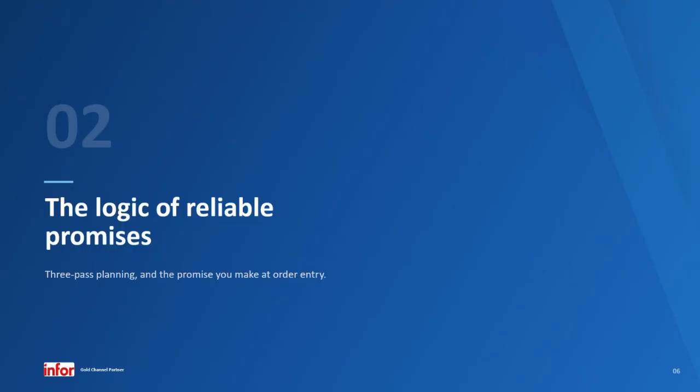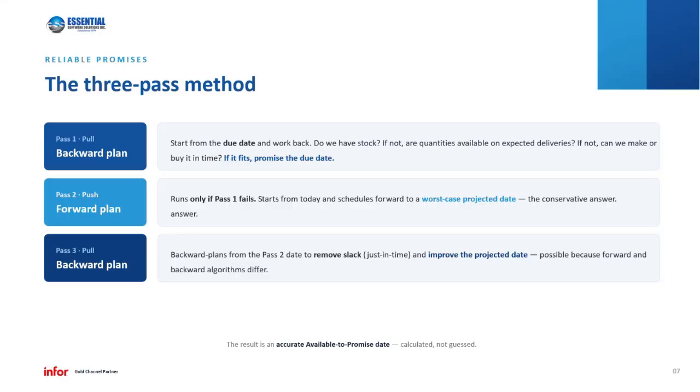Second topic from the agenda is the logic of reliable promises. So this is that core mechanism, how APS actually arrives at a date that it can stand behind. This is what we call the 3-pass planning method. The 3-pass planning method involves a first pass, which is a backwards pull plan from the due date. So the question that's asked during this planning stage is, do we have stock? Can we get deliveries? Can we make or buy the inventory in time? If all of those questions are answered as true, then the pass stops there. The planning run stops there, and it functions very similar to MRP in that scenario.